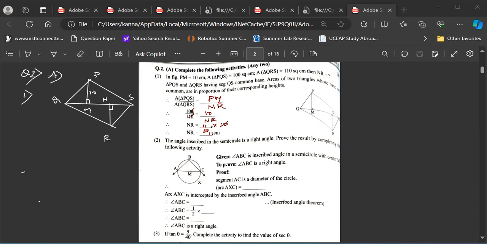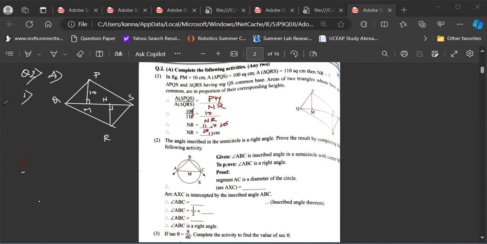To find NR, 11 and 10 get cross multiplied, and 10 comes below. So NR equals 11 into 10 upon 10. 10 gets cancelled. And the answer is 11 centimeter. So children, you have to rewrite this whole solution. Are you getting me here? Okay. Now let's see the second one.